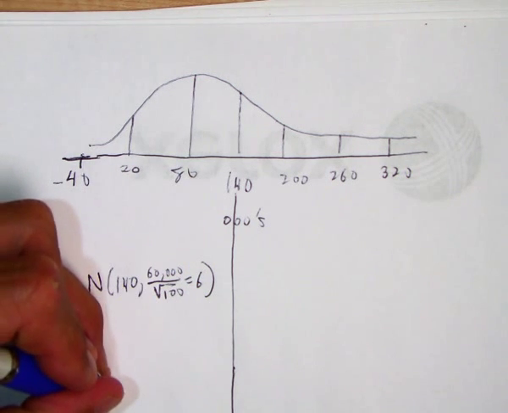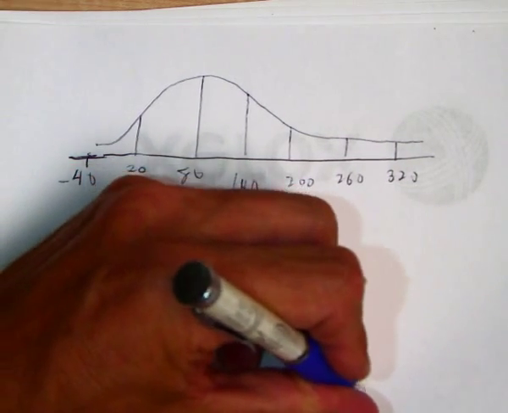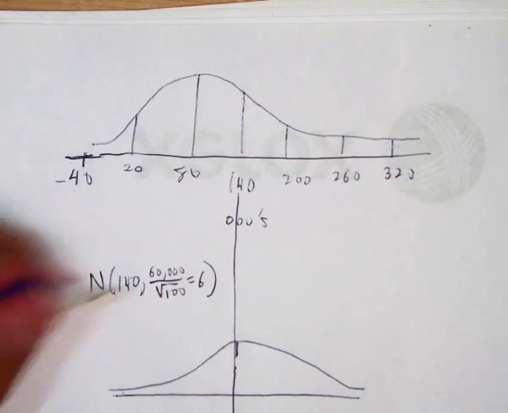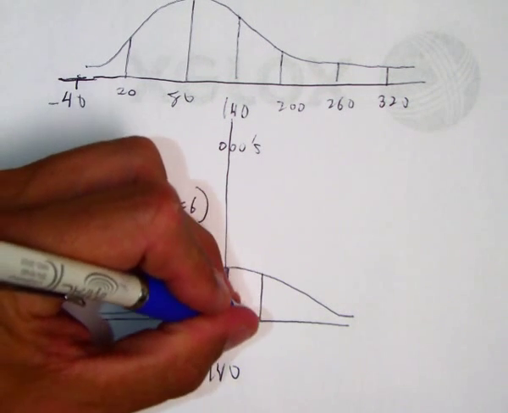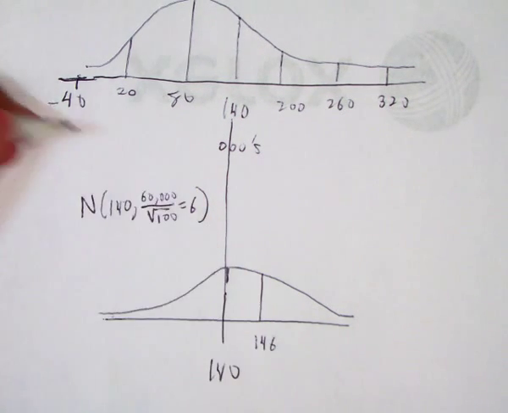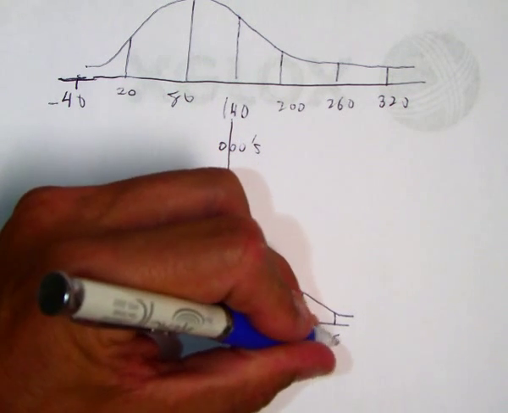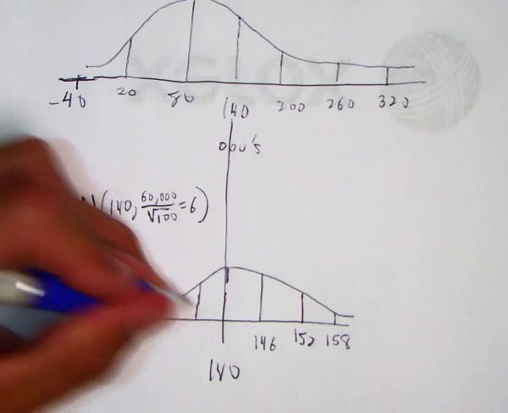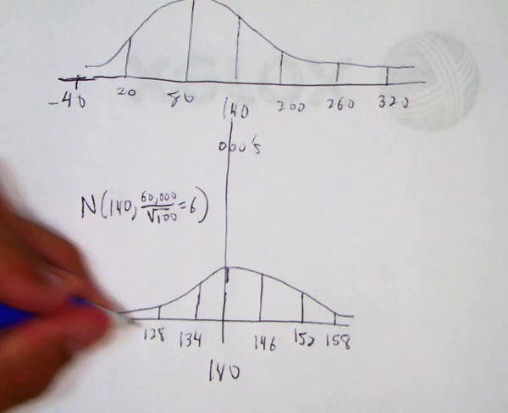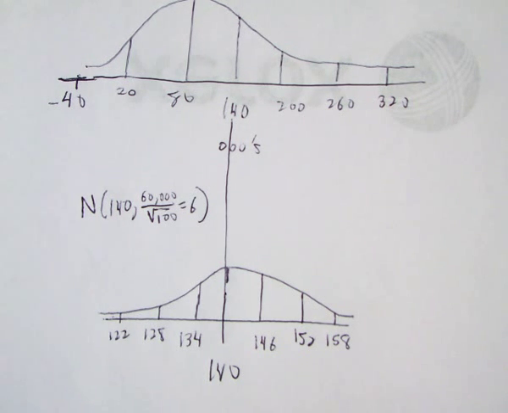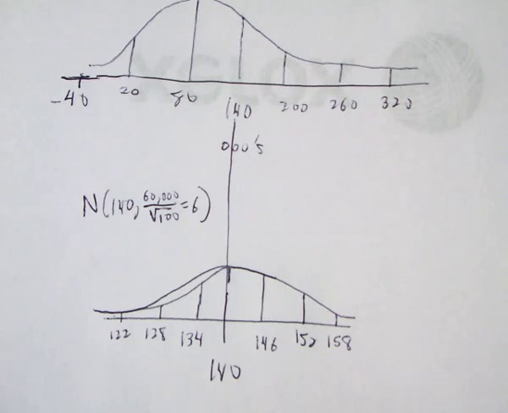And when we do a sampling distribution, it's going to come out to be roughly normal. Okay, so this is going to be 140. So one standard deviation would be 146,000, 2 would be 152, and 3 would be 158. Going to the left, 140 minus 6 is 134, then 128, and then 122. I know this should be a little bit more symmetric like that.